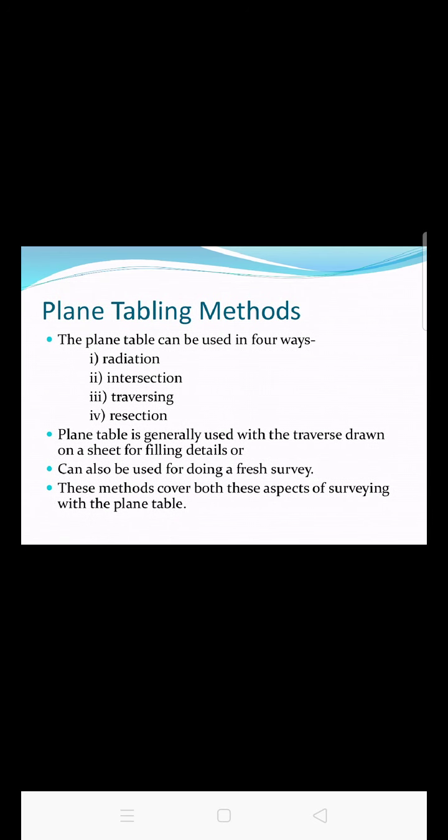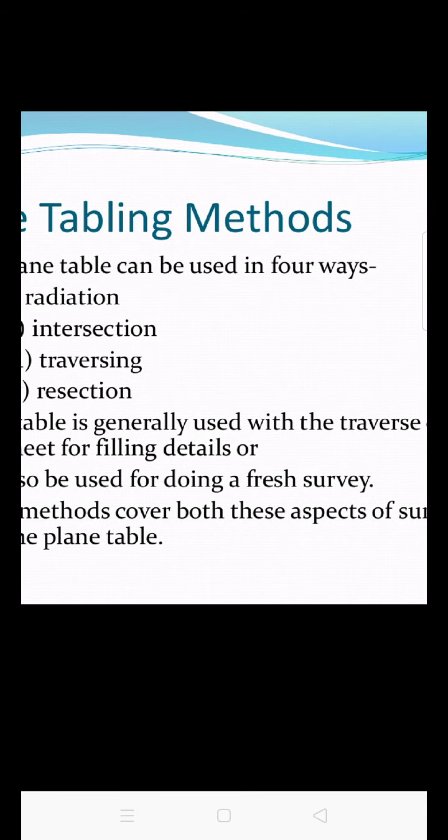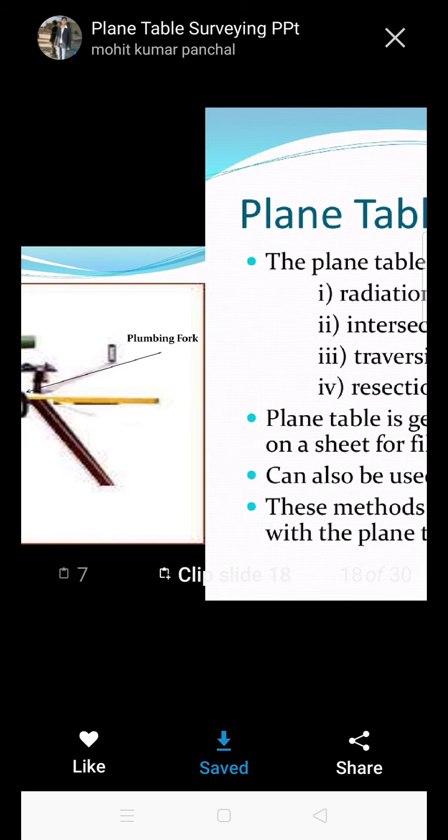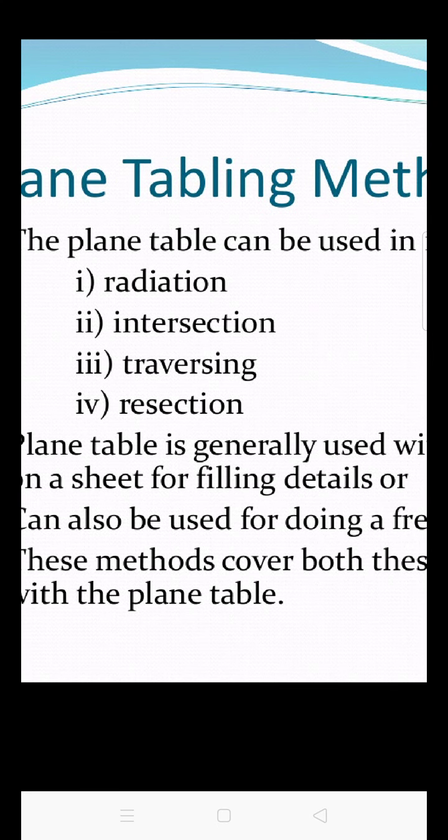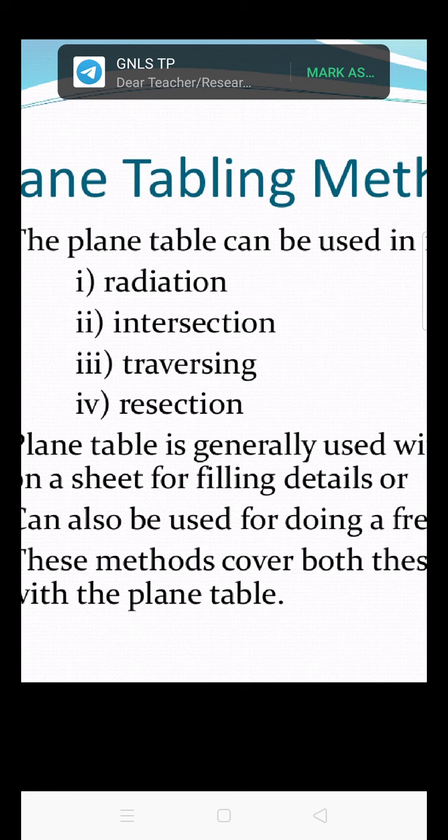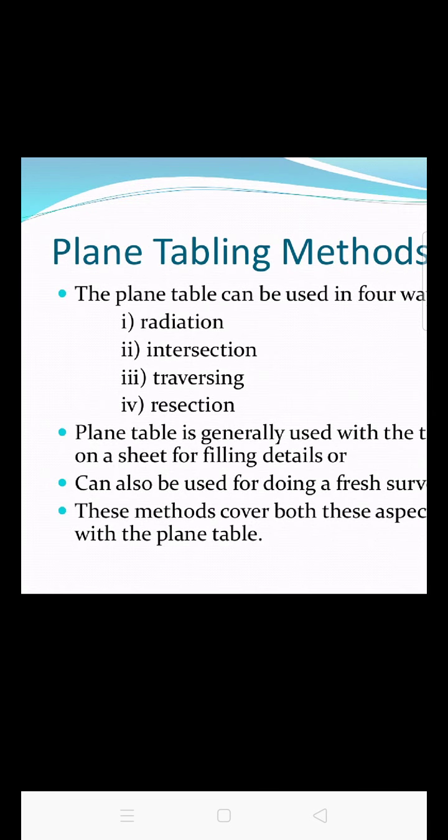Now we will switch over to the next point of plane table surveying, that is, what are the field methods of plane table surveying. In all there are four methods of plane table surveying: radiation method, intersection method, traversing method and resection method. Out of these only three are there in your curriculum as far as the MSBT syllabus is concerned. One by one we will see these methods.